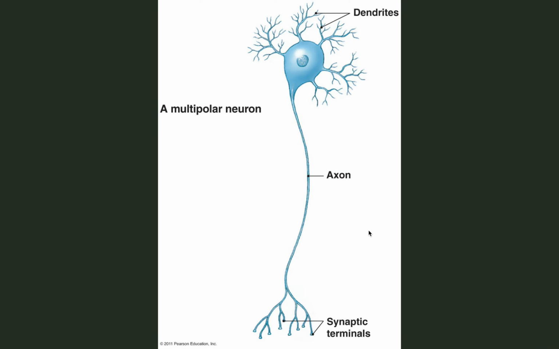And this is the most common type, a multipolar neuron. We've got 2 or more dendrites and 1 axon. This is what our motor neurons look like.